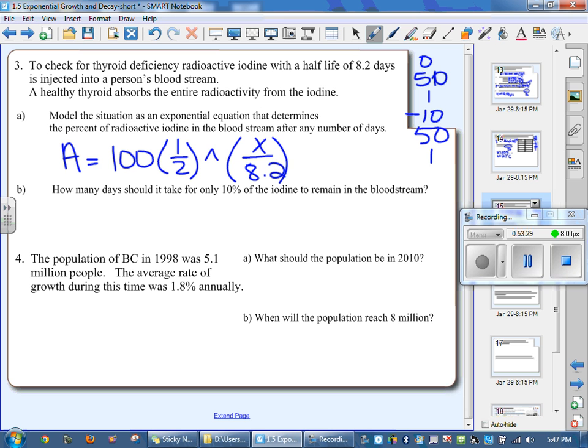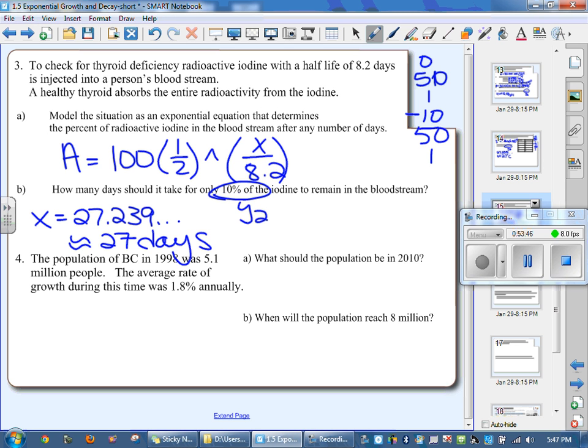Number 4. Number 4, we're going to write our equation. A equals 5,100,000 times 1.018 exponent x. Again, take your percentage and divide by 100. That's our generic equation. B, what should it be in 2010? So you substitute into x, 2010.